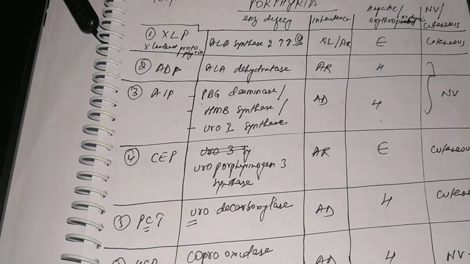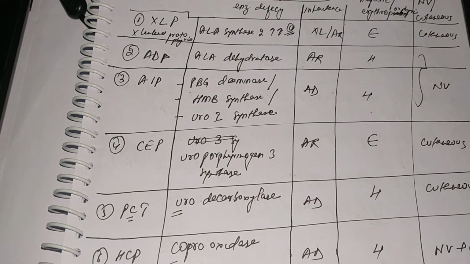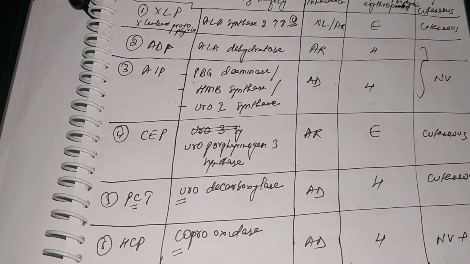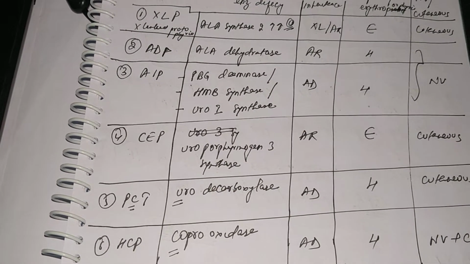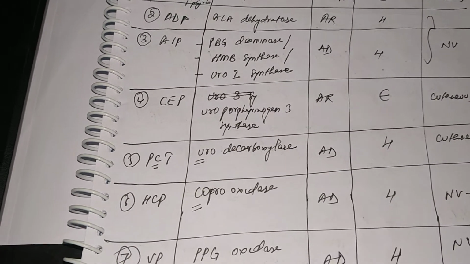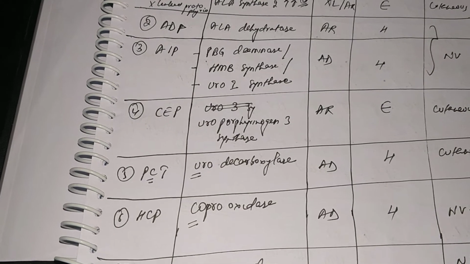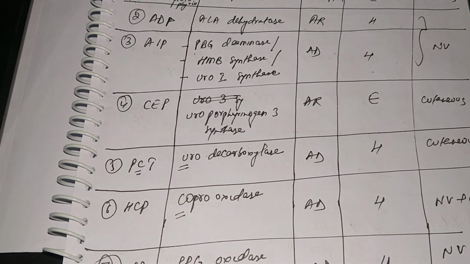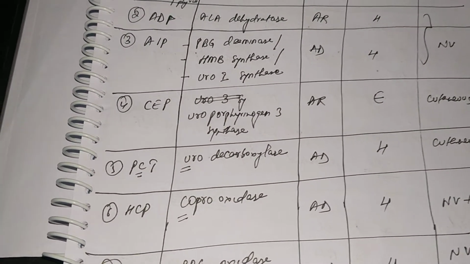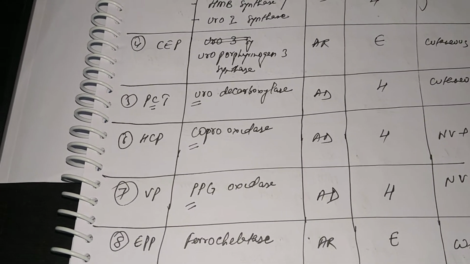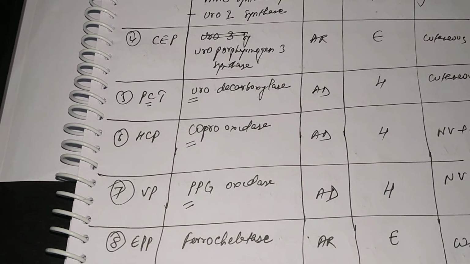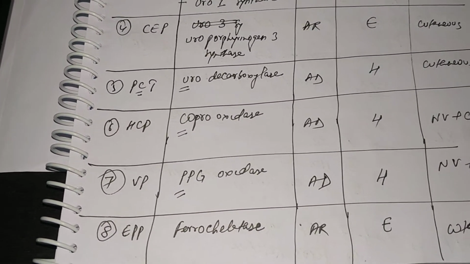The first one is X-linked protoporphyria. Second is ADP. Third is acute intermittent porphyria. Fourth is congenital erythropoietic porphyria. Fifth is PCT. Sixth is hereditary coproporphyria. Seventh is variegate porphyria, and eighth is erythropoietic protoporphyria.